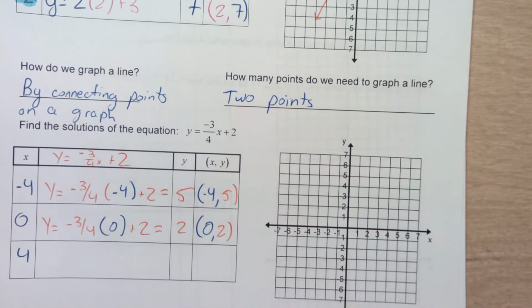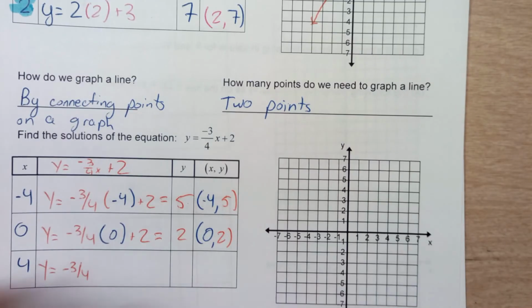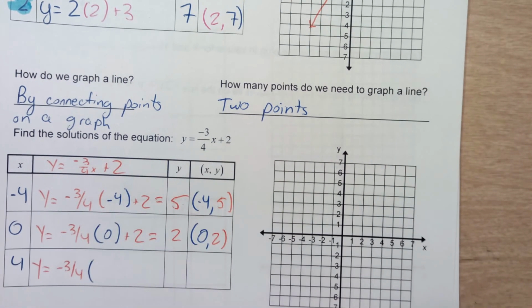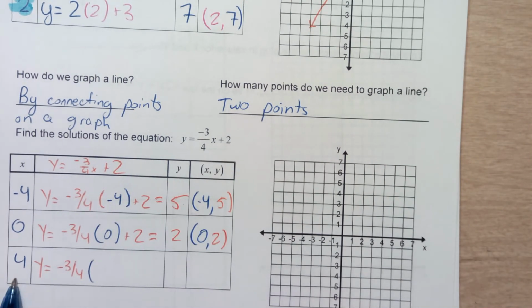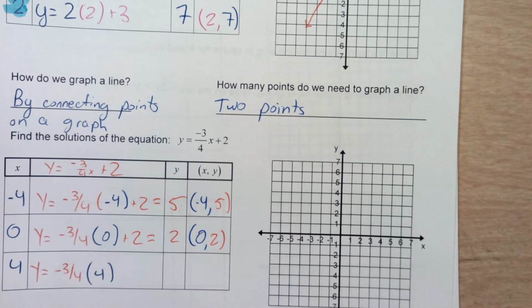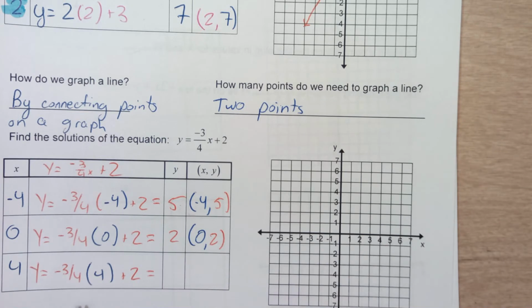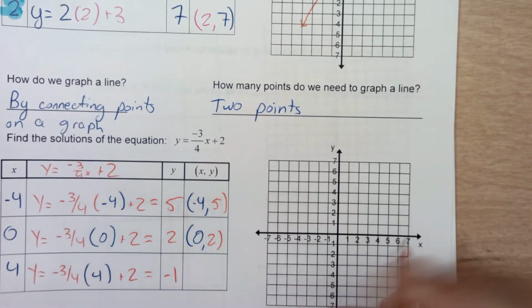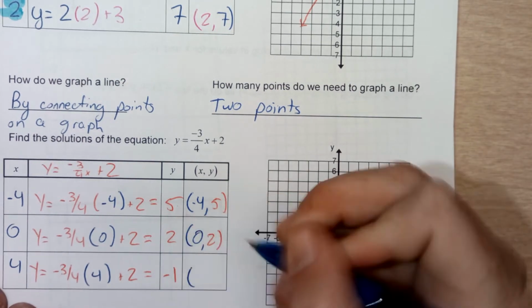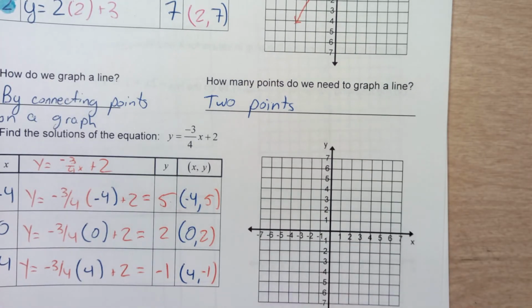Now all I have left is 4, so I'm going to do the same thing. I'll do y equals -3/4, and then I'm going to do my parentheses, and inside the parentheses, I'm not going to put x. I already know what my x is. I'm going to plug in 4 for x. See how it lines up under x? Then I end my equation with my plus 2. If I did -3/4 times 4, I would get a -3. -3 plus 2 will give me a -1. So my last ordered pair would then be 4, -1.